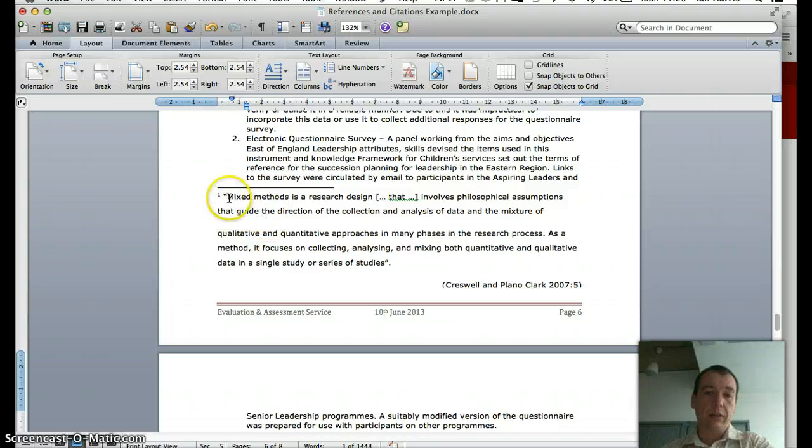In this footnote here I wrote, mixed methods is a research design, and then I put these little square brackets in, and this, that, and these dots and stuff. I'm going to explain all that in a minute too. Alright, so I did this quotation.